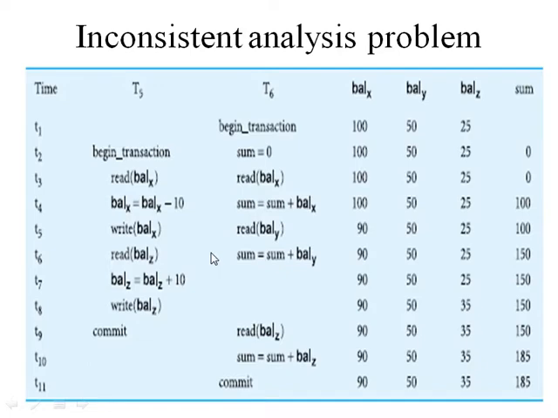This problem occurs when a transaction reads several values. T6 is reading several values from the database, but the second transaction updates some of them during the execution of the first. During the execution of T6, T5 is doing some updates. T6 is only reading the values and summarizing, but T5, during the reading, is doing updates. Because of that, we get the problem called inconsistent analysis.